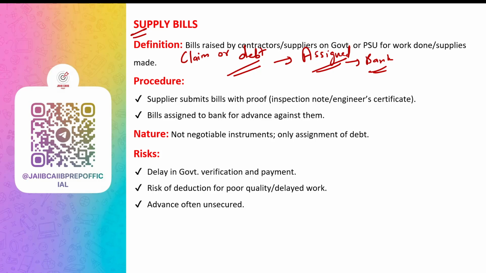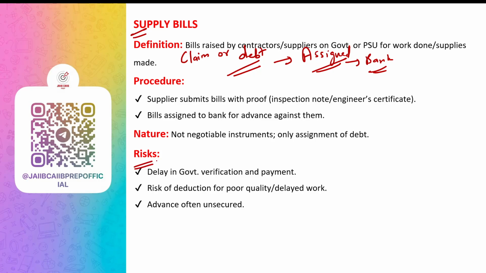Since supply bills are not negotiable instruments, the supplier must assign payment right to the banker. A revenue stamp is affixed and the supplier authorizes the department to make payment directly to the banker. What are the risks involved in advancing against supply bills?